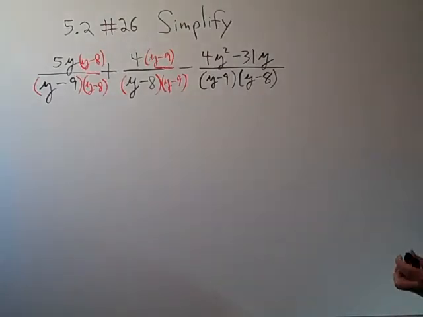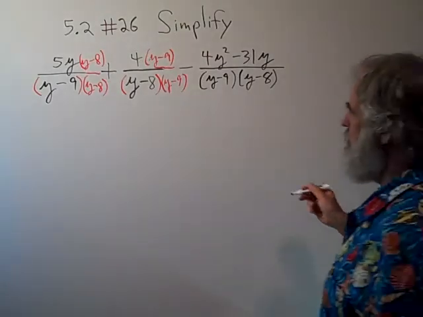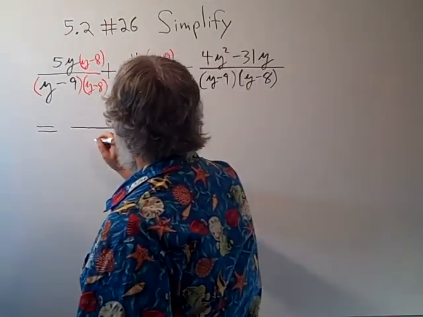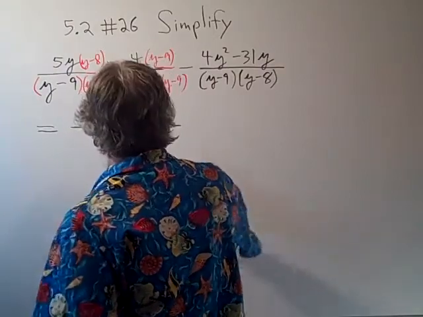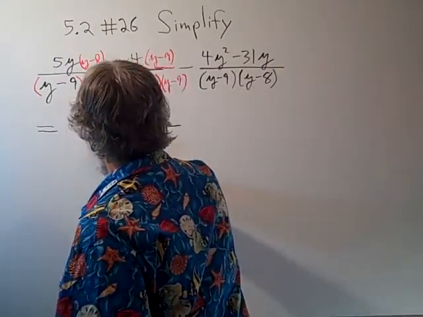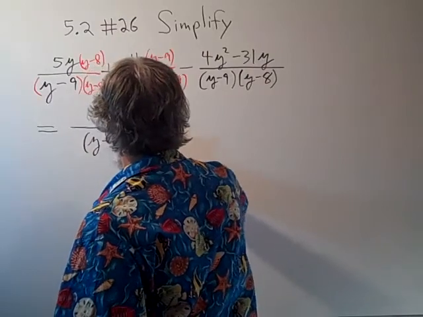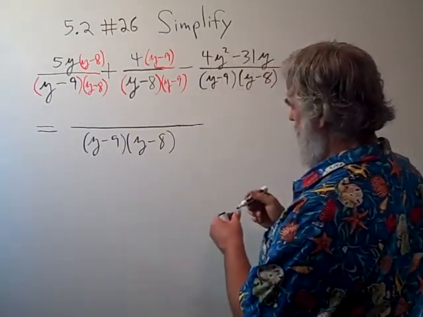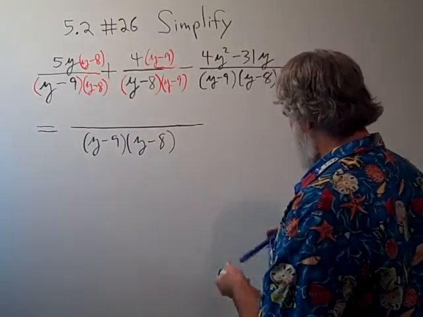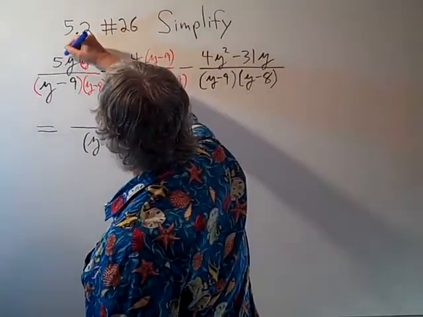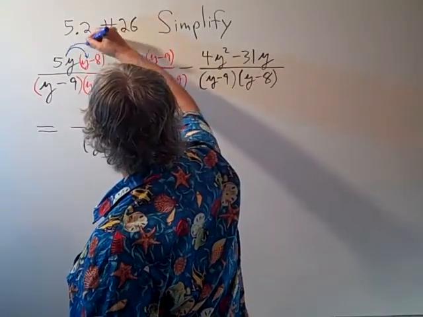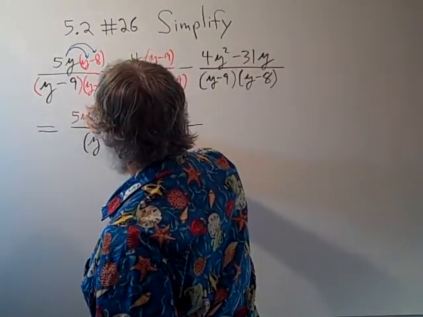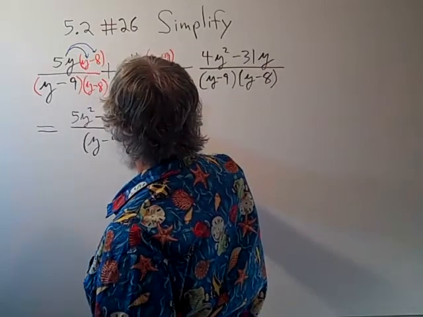Now notice that they all three have the same denominator. So we can write the sum and difference of the numerators up there over this common denominator, y minus 9 times y minus 8. In the numerator now, we can start distributing through the parentheses. And we have here a 5y times y and a 5y times negative 8. So that's going to be 5y squared minus 40y, since 5y times negative 8 is negative 40y.